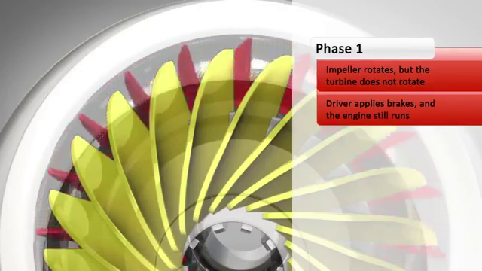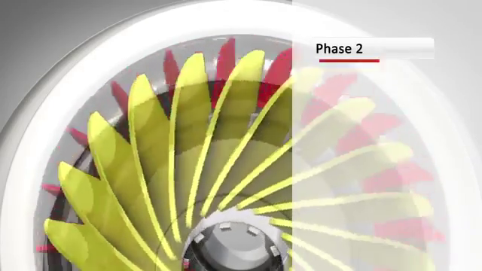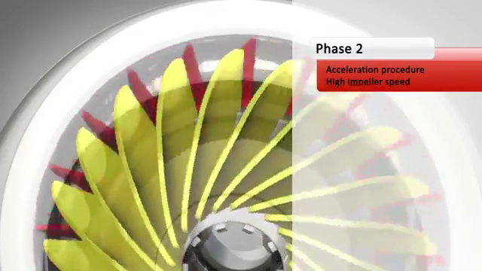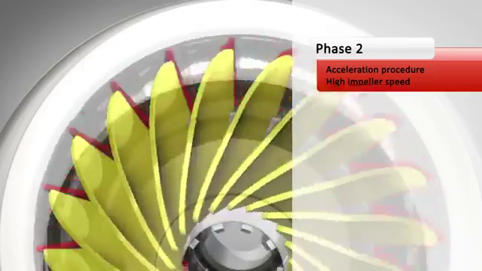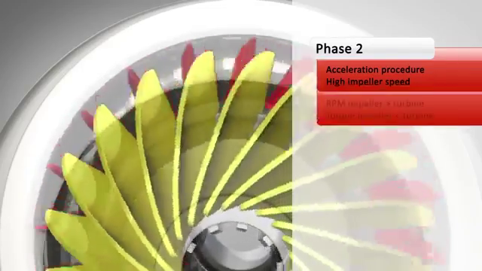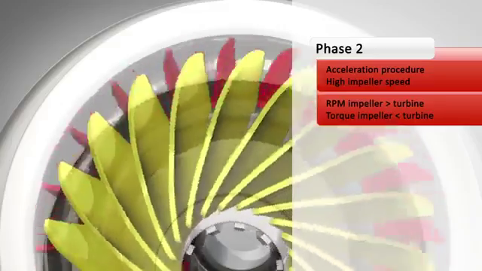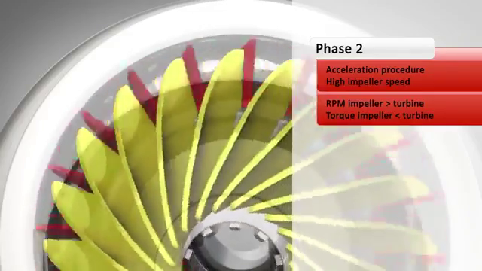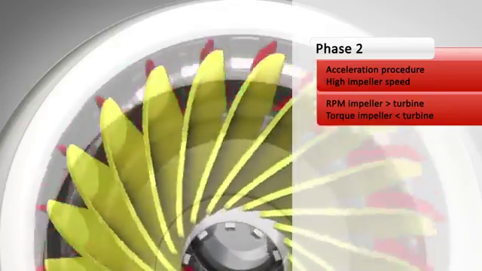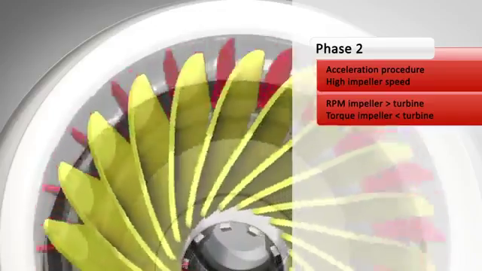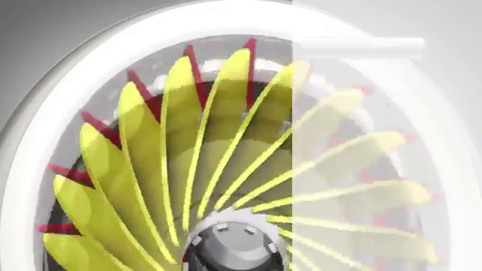The second phase is called acceleration and takes place when the traffic lights turn green. The brakes are not applied and the driver presses the accelerator pedal. Consequently, the impeller rotates faster, but there is a relatively large difference between impeller and turbine speed. Under this condition, the converter produces torque multiplication. For acceleration, this torque multiplication is needed.